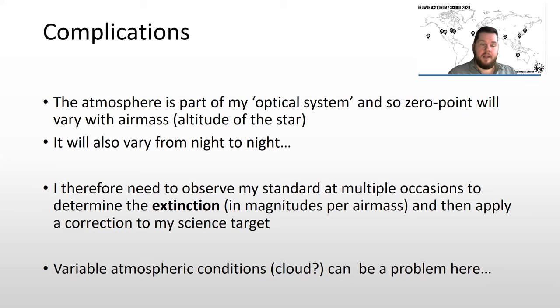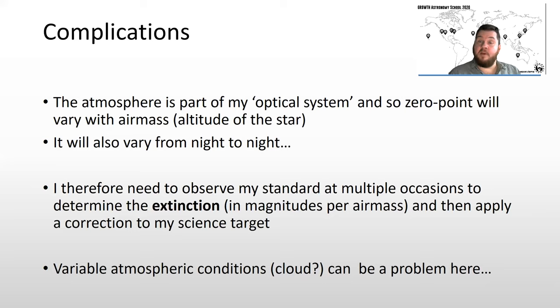So how do I resolve this? Well, I can resolve this by observing my standard on multiple occasions, at different air masses. And then what I will find is I get a different flux each time. But basically, from those different measurements of flux, I can infer the extinction of the atmosphere on that particular night. So this is the magnitudes that are being lost per unit air mass. So essentially, I would plot magnitude versus air mass for my observations, and I can work out the extinction in magnitudes per air mass. And then I can apply a correction to my science target based on that, for whatever air mass I observe my science target at. Okay, so that's a little bit complicated, but it's an extra step you have to do.